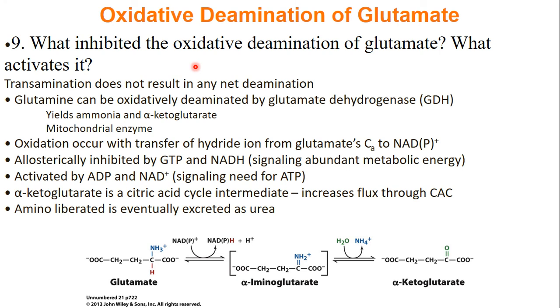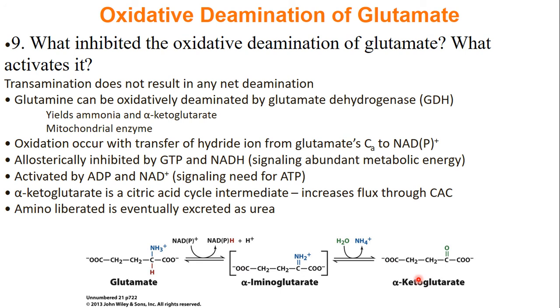What inhibits the oxidative deamination of glutamate, and what activates? So for inhibiting the oxidative deamination of glutamate, that's going to be inhibited by GTP and NADH. The transamination or oxidative deamination of glutamate will remake alpha-ketoglutarate, so we can continue to break down amino acids. If you have a lot of energy, then we don't really need that to happen, so we can just stop taking this glutamate and making alpha-ketoglutarate.